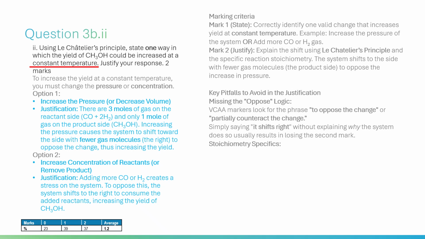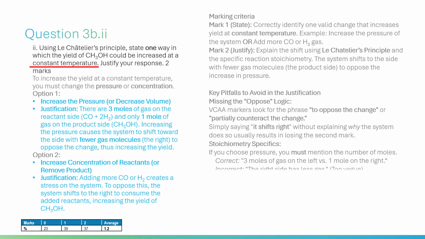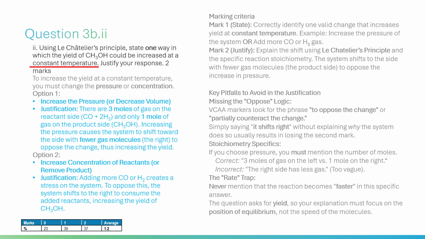Stoichiometry specifics. If you choose pressure, you must mention the number of moles. Correct: 3 moles of gas on the left versus 1 mole on the right. Incorrect: the right side has less gas. Too vague. The rate trap: never mention that the reaction becomes faster in this specific answer. The question asks for yield, so your explanation must focus on the position of equilibrium, not the speed of the molecules.